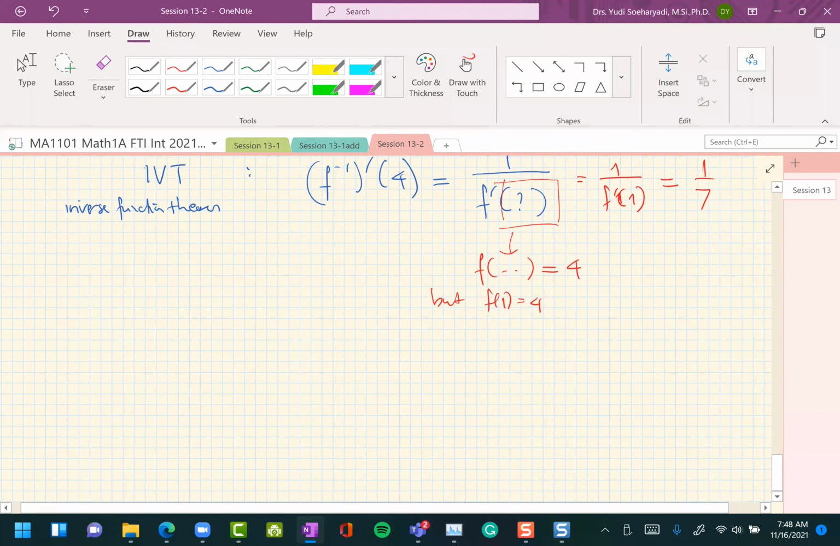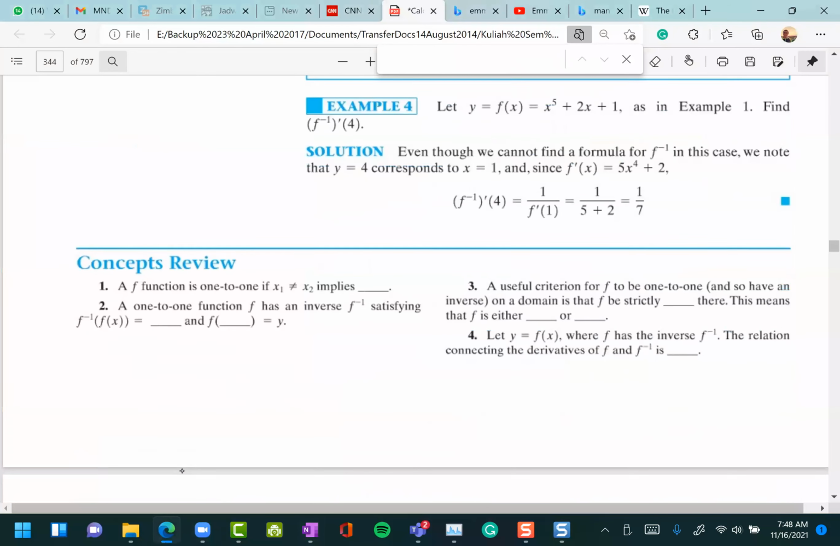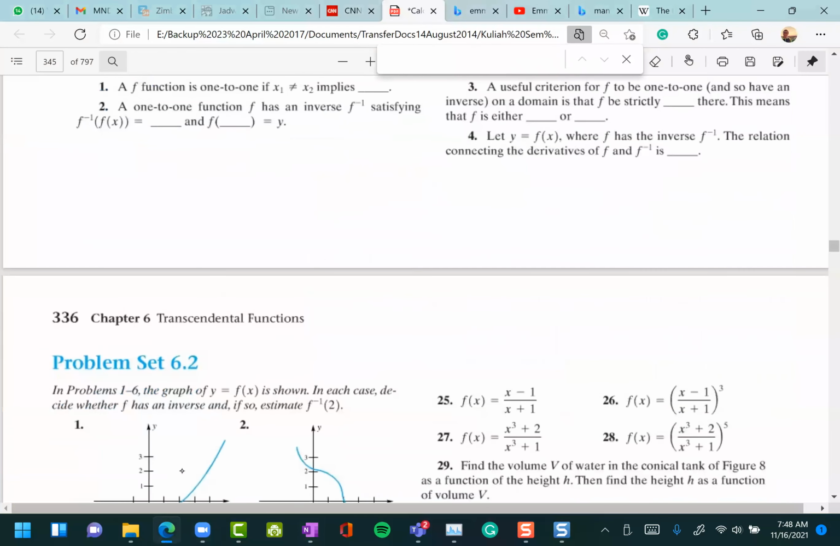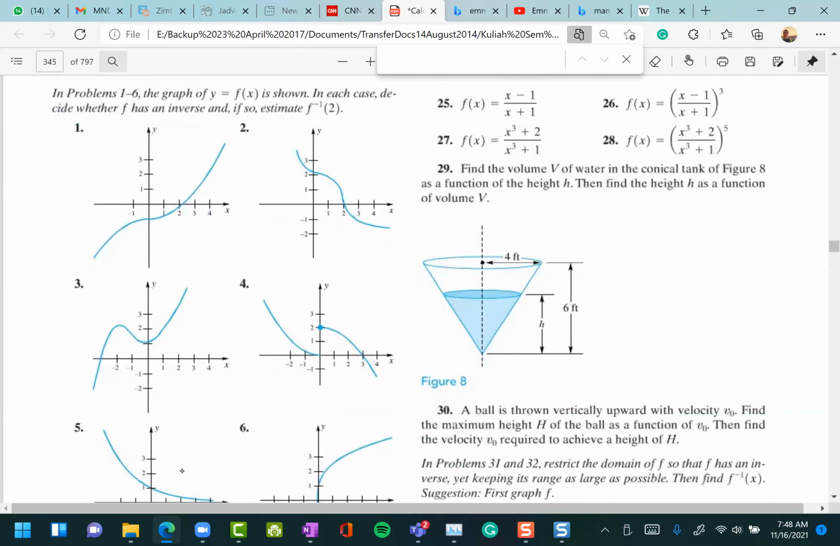Questions? Okay. So far. All right, another example. Problems. Oh, I should mention that, let's see, the graph of the inverse.